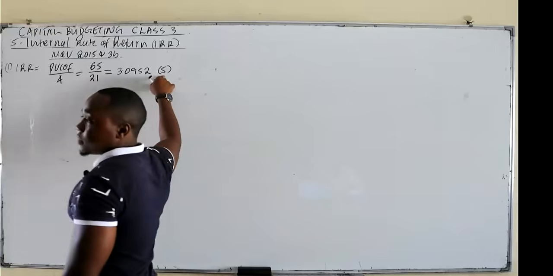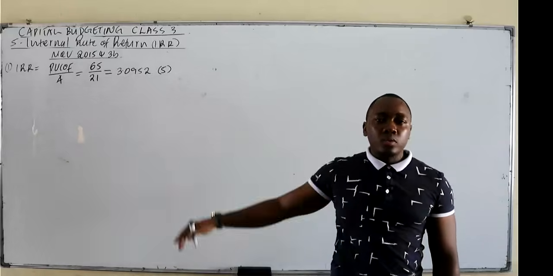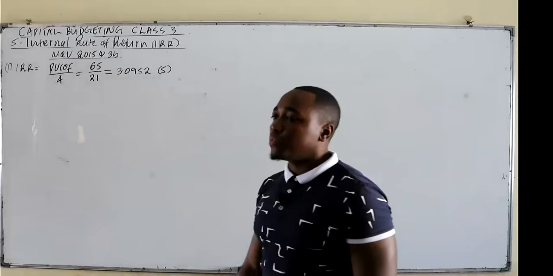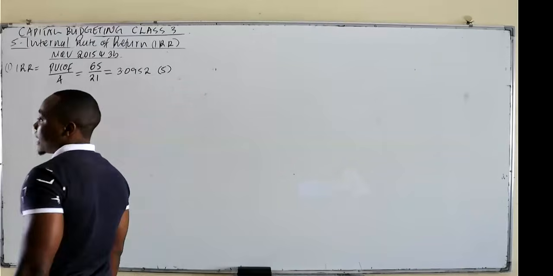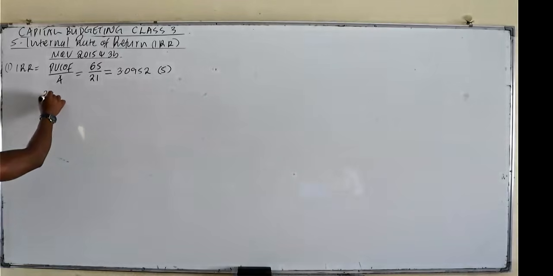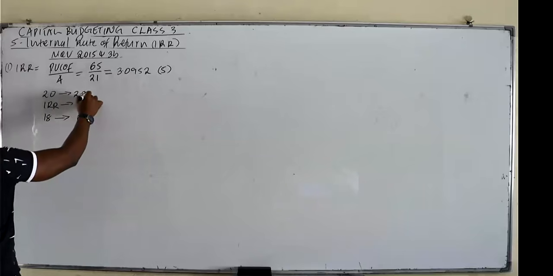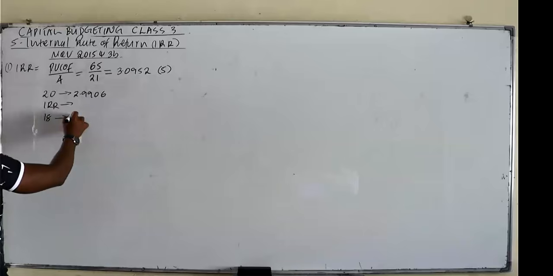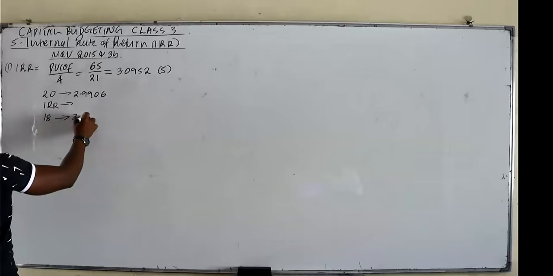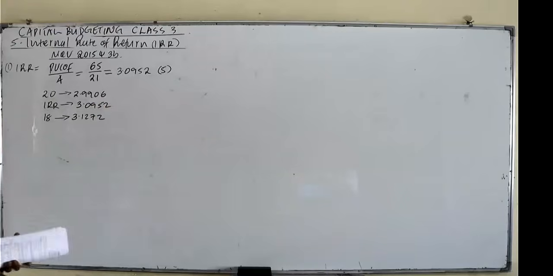Let's go to the 5th year of the annuity table. Then can you look across? We have 3.0952. It's in between 18 and 20. So give me for 20, and 18. Then IRR, we need 3.0952. So how do we get IRR?